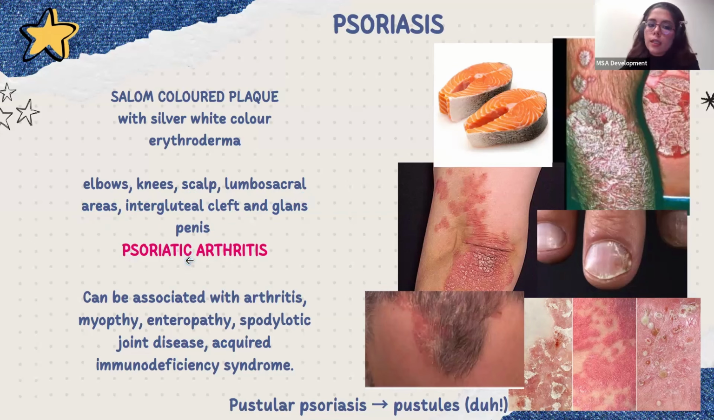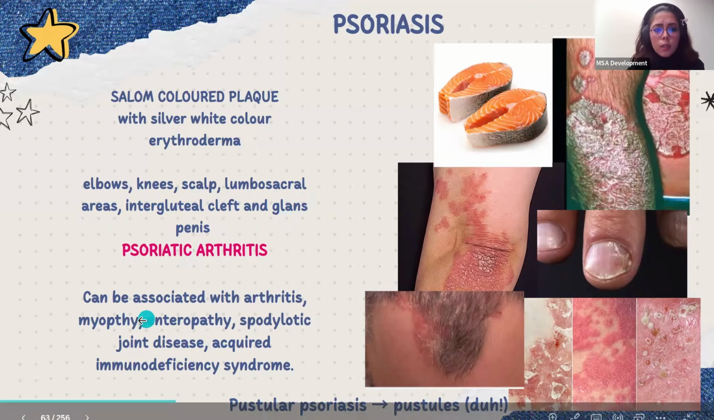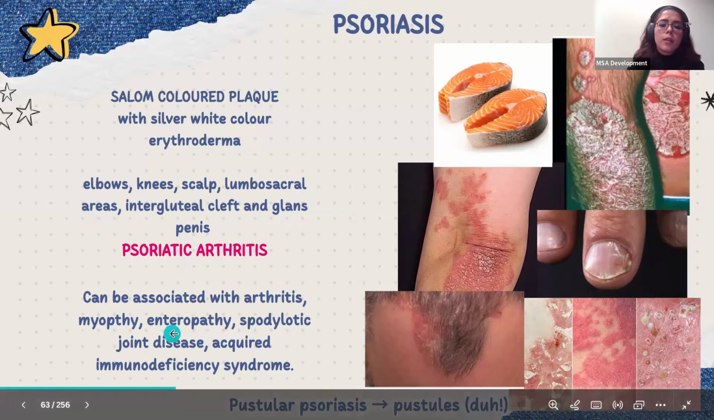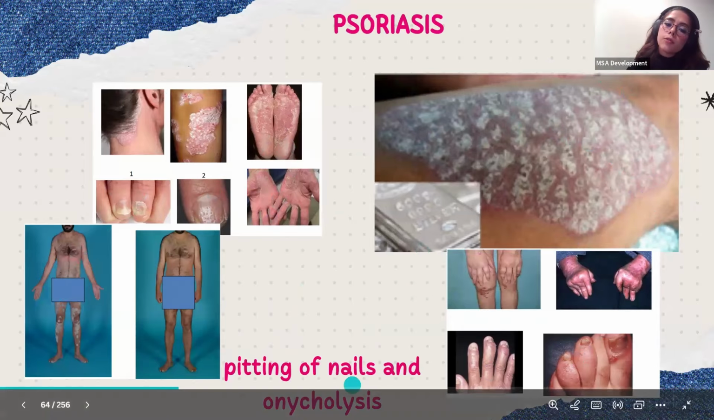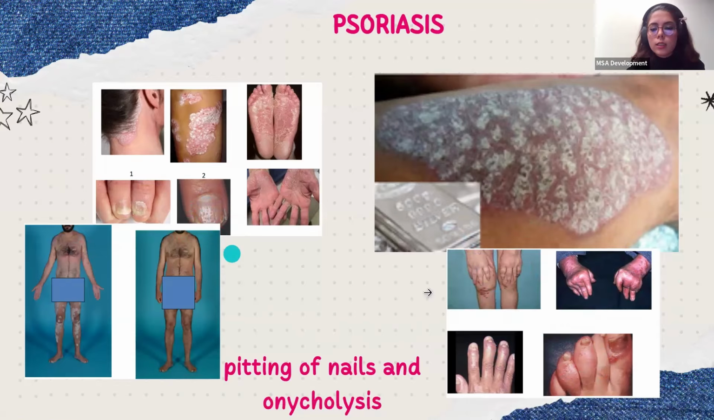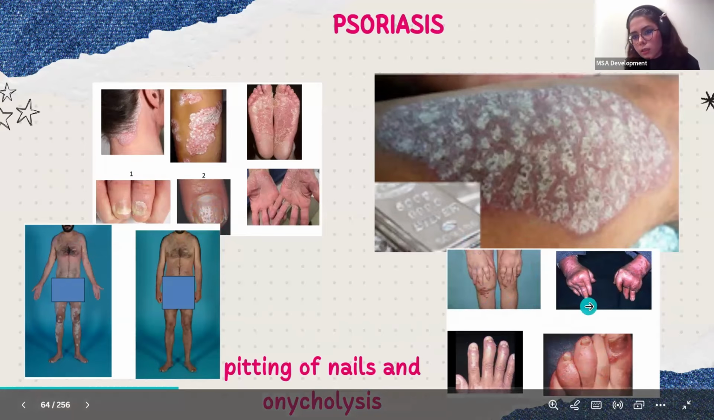It's associated with psoriatic arthritis. Okay, you took it in rheumatology, you take it here. Okay. It's associated also with arthritis, myopathy, enteropathy, spondylitic joint disease, acquired immune deficiency syndrome, pustular psoriasis, pustules. Duh. Okay, more pictures of psoriasis. Okay, as I mentioned before, onycholysis, pitting of the nails, okay, you see it in this disease. Okay, where was it? Oh, this is onycholysis. This is psoriatic arthritis.